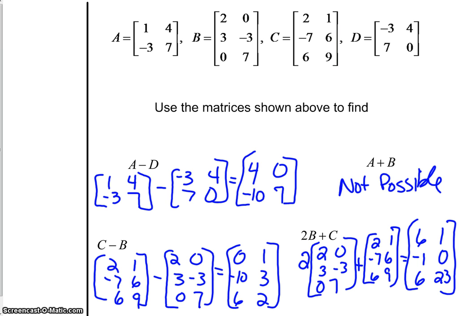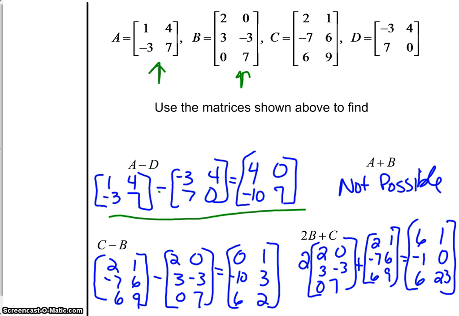So here are those same problems worked out. The important thing to recognize with the first problem, A minus D, is that we're subtracting. So you have to remember that you're taking minus a negative 3, minus 4, minus 7, minus 1. A plus B is not possible. A is a 2 by 2 matrix, and B is a 3 by 2 matrix. So you cannot take a 2 by 2 and add it to a 3 by 2. They weren't the same dimensions.